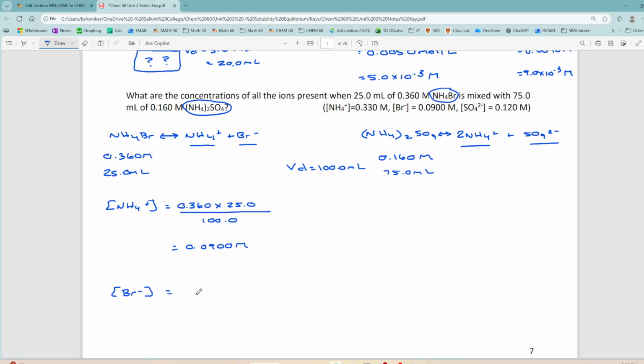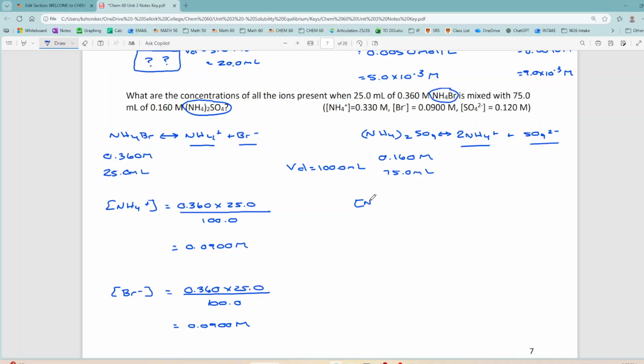I'm going to also do my concentration of bromide. You can always pause the video and give this a go. Again, it's in a 1-to-1 ratio, so the concentration of bromide is going to be 0.360 times the 25 divided by 100, so it's no different. So the concentration of bromide will be 0.0900 molar.